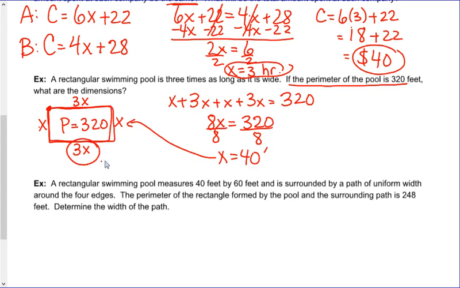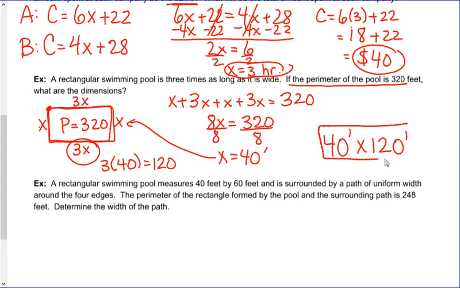So I'm going to do 3 times that 40, which is going to give me 120 for the length. So technically, I'm going to rewrite it in concise form. It's a 40 by 120 foot rectangle is what we're looking for, or what solves that problem. Okay? All right, very good.